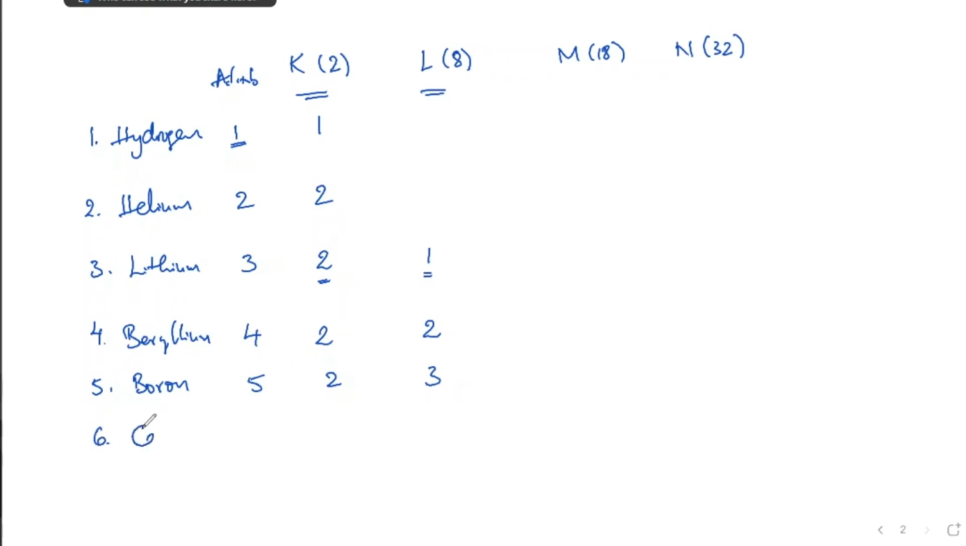In case of carbon, atomic number is 6, so 2 electrons in the K shell and 4 will be in the L shell. And for nitrogen, atomic number 7, 2 in K shell and 5 will be in the L shell. And for oxygen, whose atomic number is 8, 2 electrons in K shell and 6 electrons in L shell.